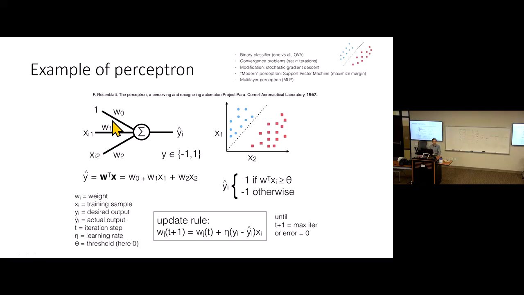So those are examples. In our example, we have three numbers, and you use this to classify data into two categories.